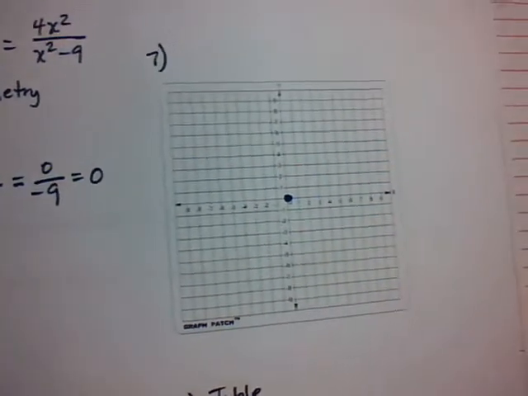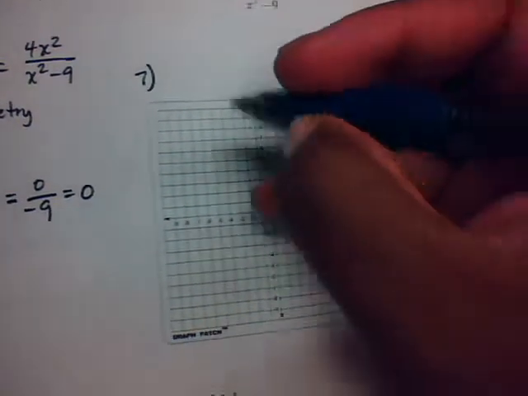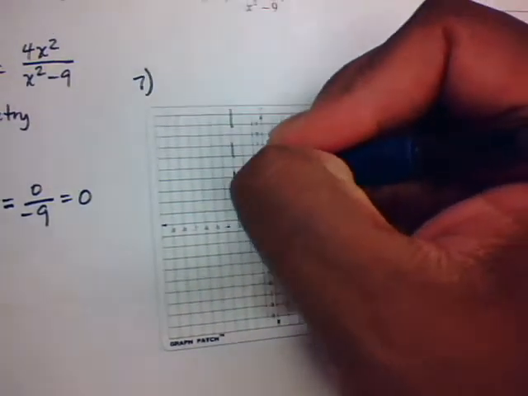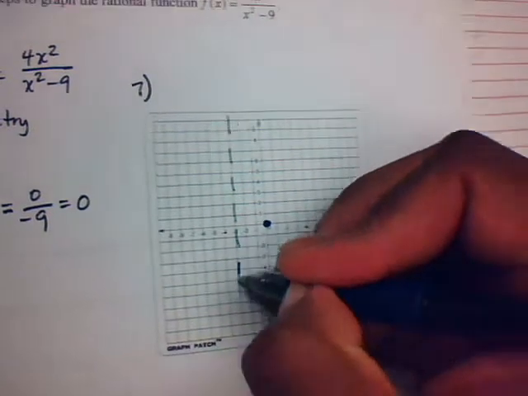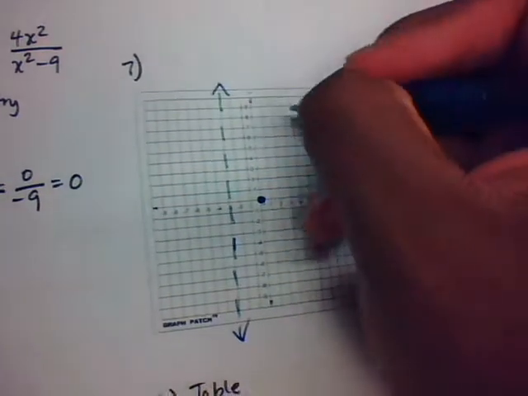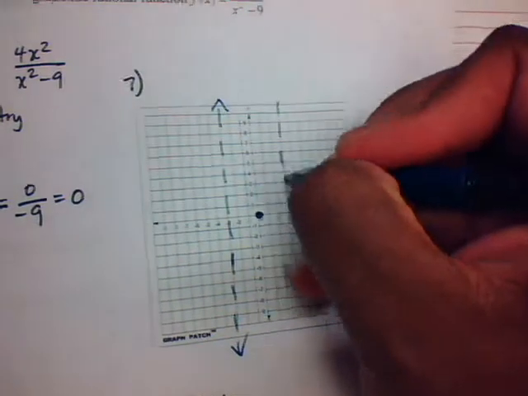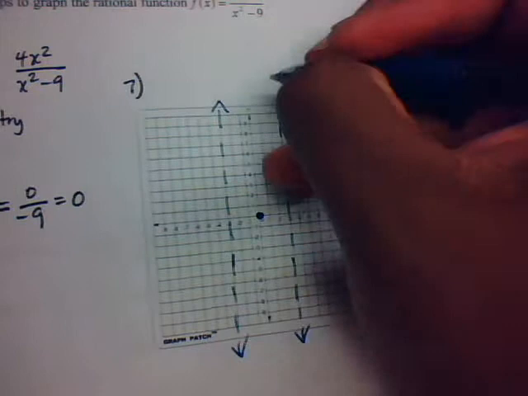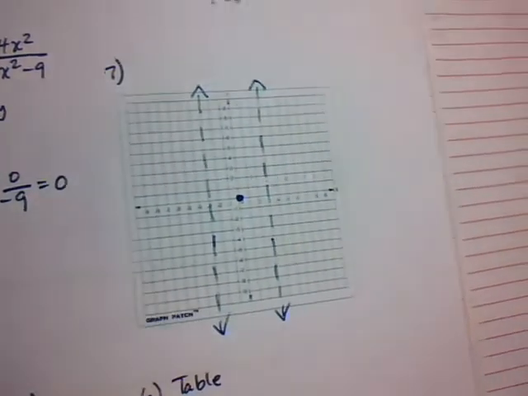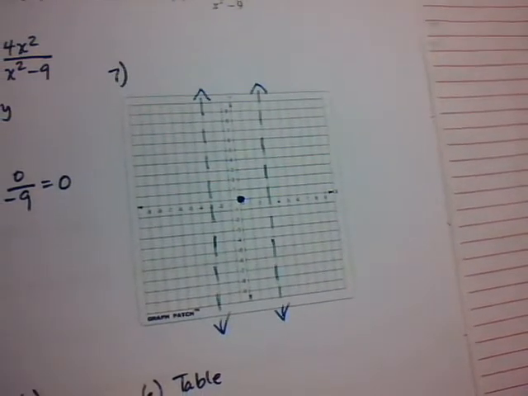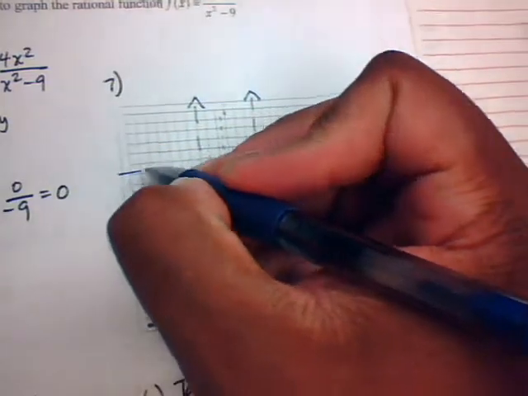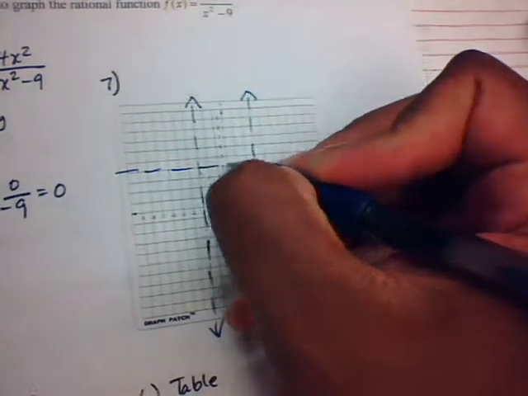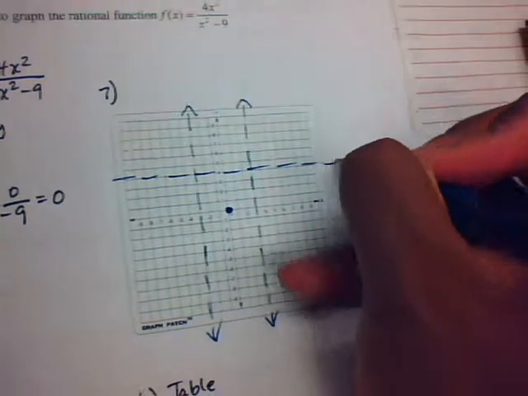My vertical asymptotes are at negative 3 and 3, so I'm going to draw a vertical dotted line at negative 3 and another vertical dotted line at positive 3. And then my horizontal asymptote was y is equal to 4, so I'm going to draw a horizontal dotted line at 4, like this.